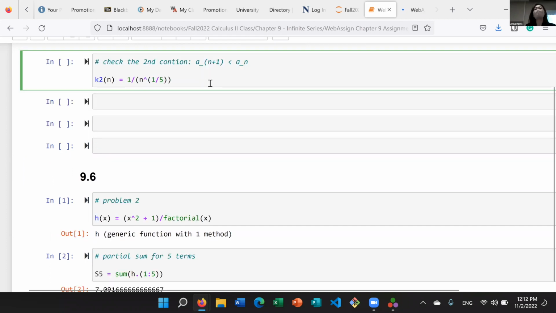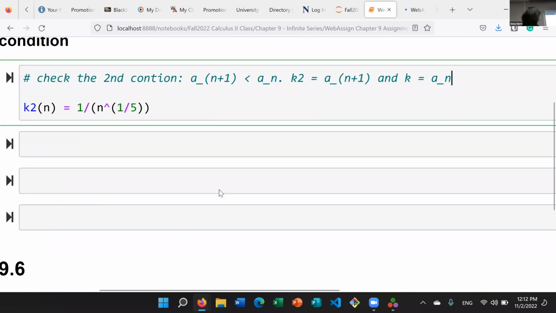Okay, I want you to remember: my k2 is my a sub n plus 1, and k is my a sub n. So what do I need to do? Whenever I see n, I need to change it into n plus 1. That's right.